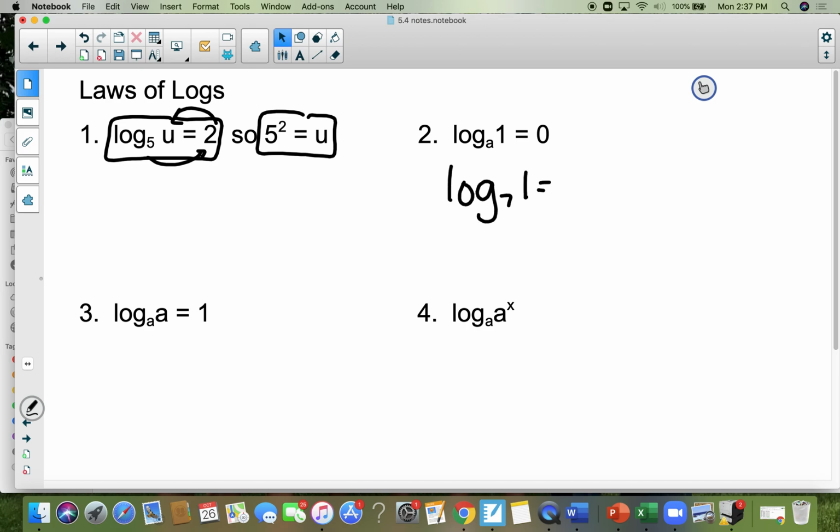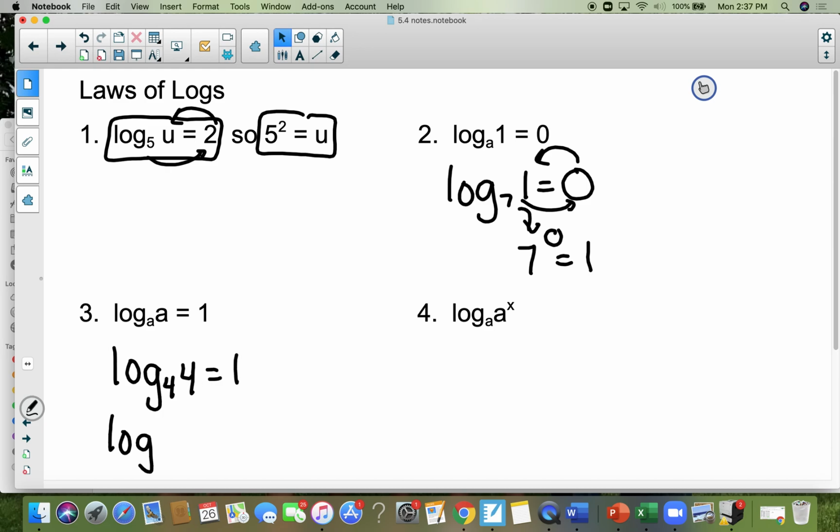The log of any base, 7 of 1 should equal 0, and I'm going to check it by putting it into exponential. 7 raised to the 0 equals 1. Anything raised to the 0 is 1. It doesn't matter if this is a 4 and this is a 4, it should always equal 1, or the log of 8 should equal 1, and I can check it. 4 to the first equals 4, 8 to the first equals 8.